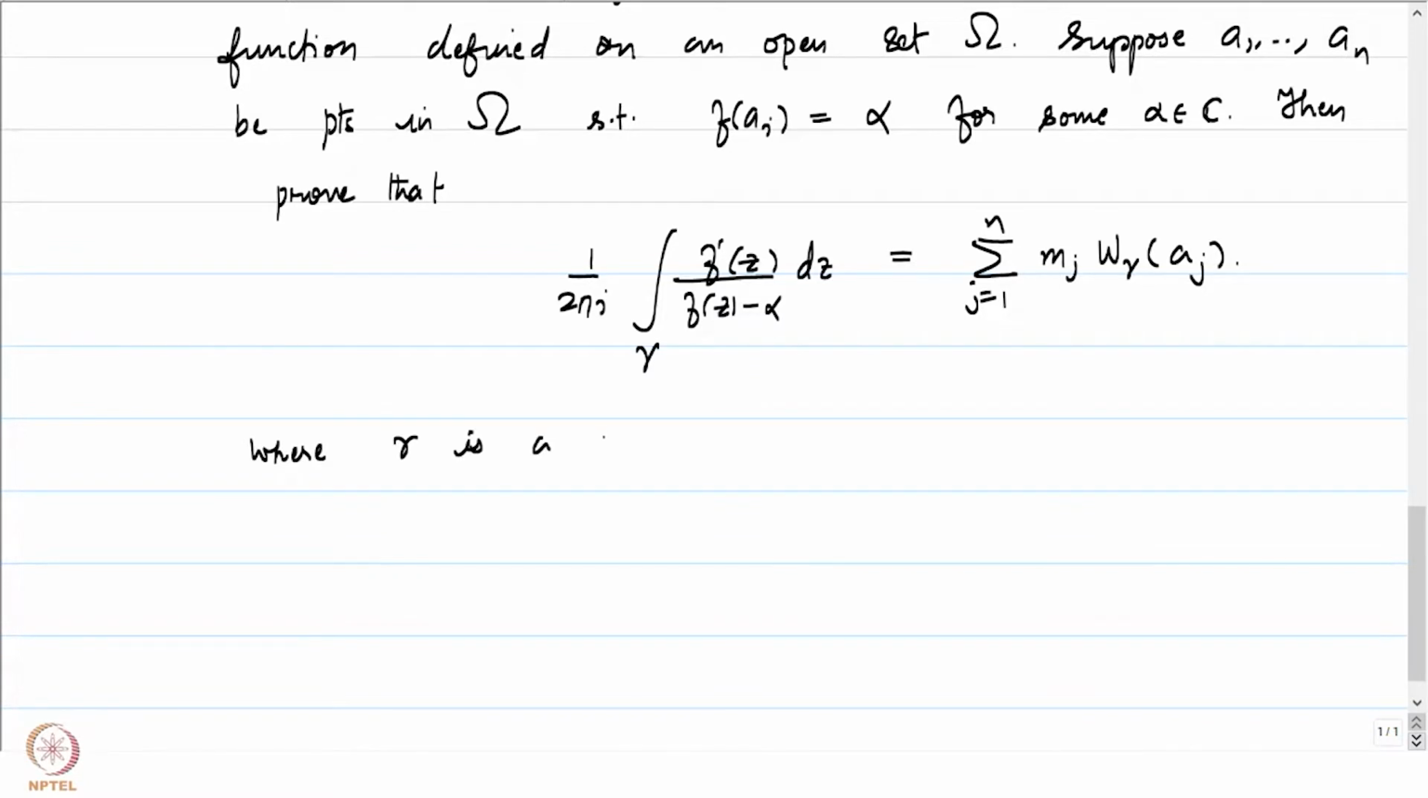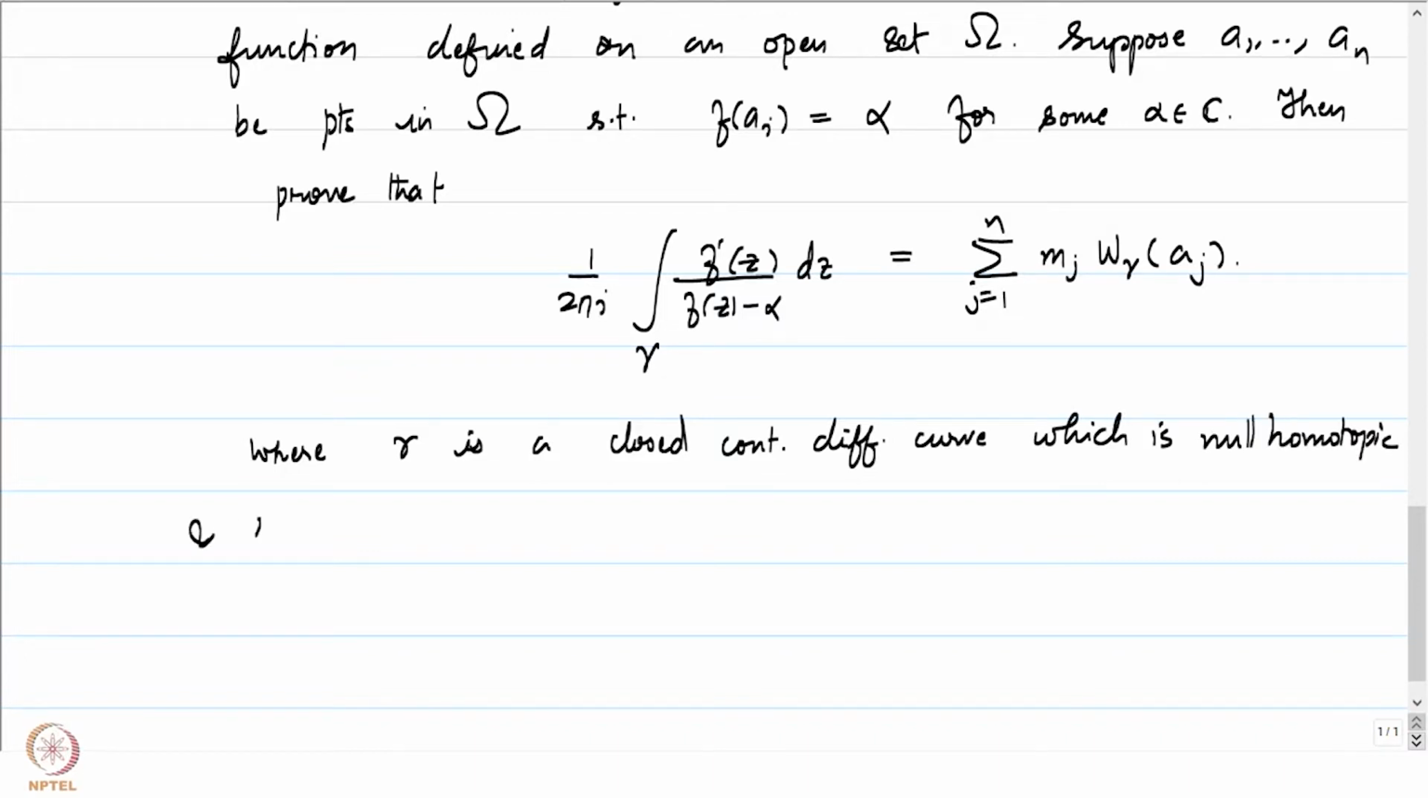is a closed curve. In fact, let me put an extra condition of differentiability so that we can work with it freely. A closed continuously differentiable curve which is null homotopic and such that aj does not belong to gamma. It's not on the image of gamma, because then we will not be able to talk about this, right?